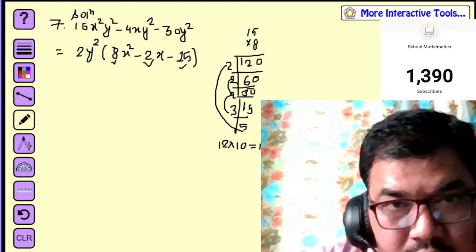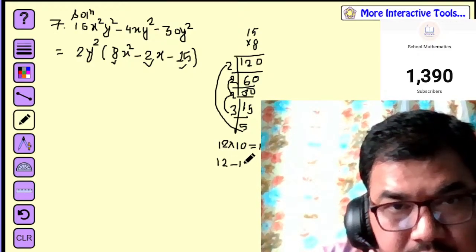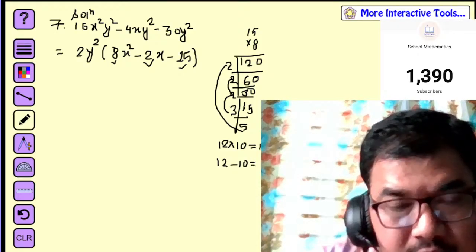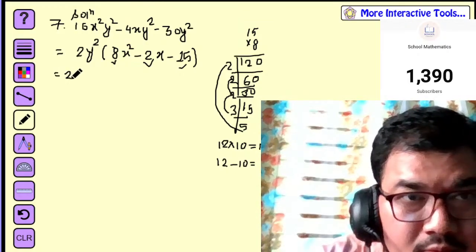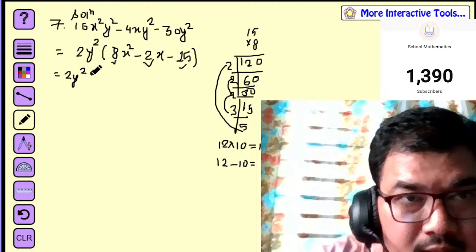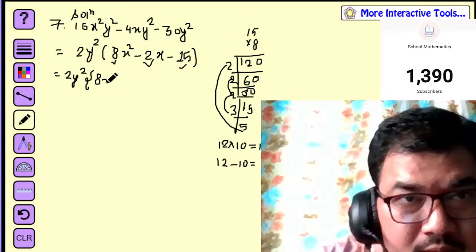120, right? And we know 12 minus 10 also we have to do here. 12 minus 10, it will come here 2, right? Like this we have to write here, and write here equals to 2y square, okay. Then write curly bracket here. Then let's do the middle term break of this one.